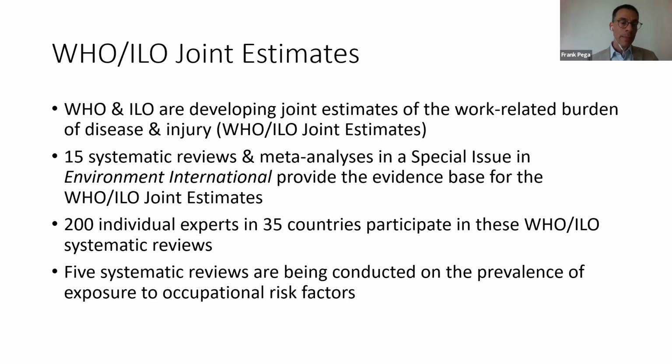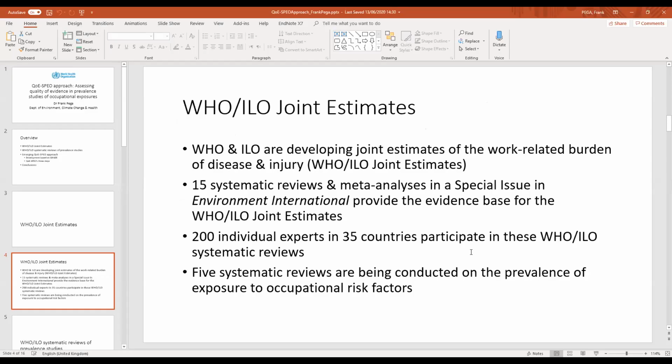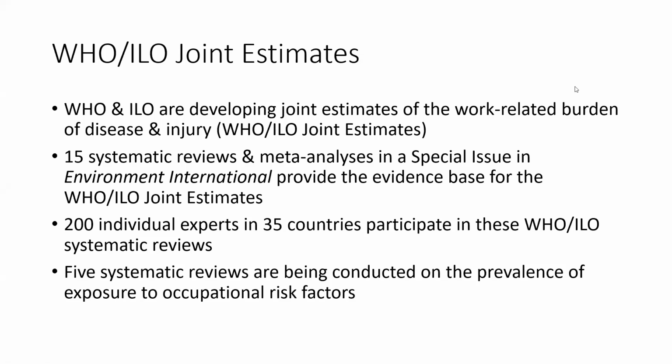Currently, there are about 200 individual experts in 35 countries who are actively participating in the development of this series of 15 systematic reviews. So it's a huge effort, and specifically, it's important to note that there are 5 systematic reviews being conducted on the prevalence of exposure to occupational risk factors. And these are, in essence, colleagues, the systematic reviews that I want to talk about today.